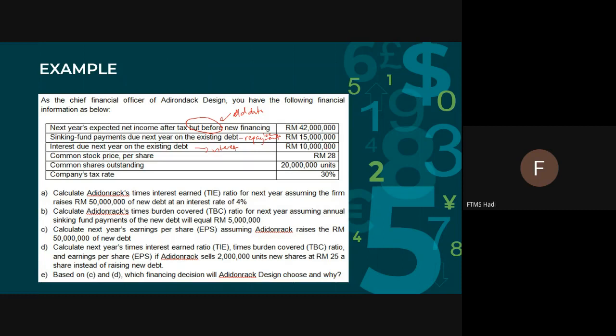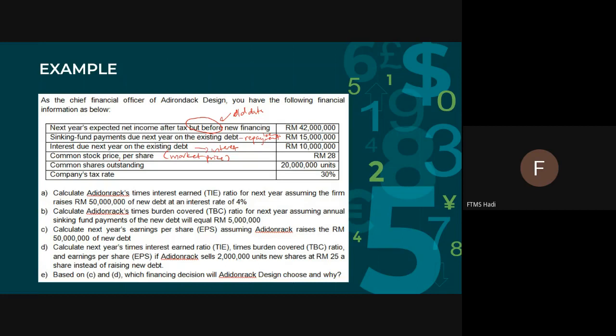Okay, interest is 10 million. And then the common share price per share, this is the market price per share. This is the price it's selling at in the market. The next one, common shares outstanding, this is the number of shares that the company has. Okay, 20 million units. And then this one, company tax rate 30%.